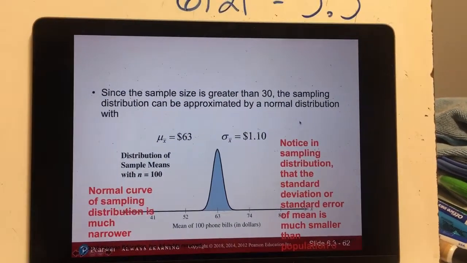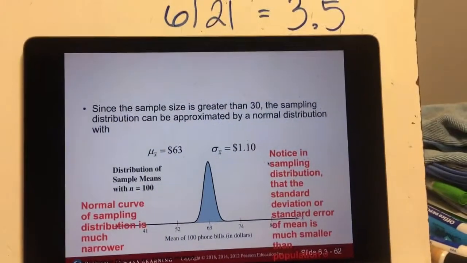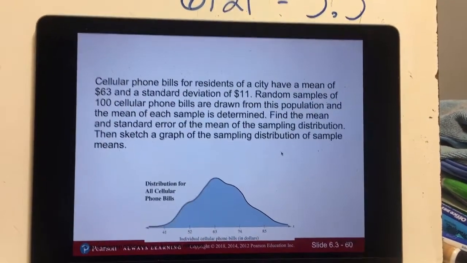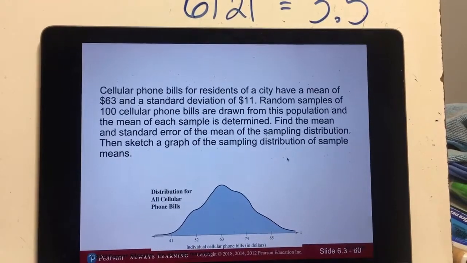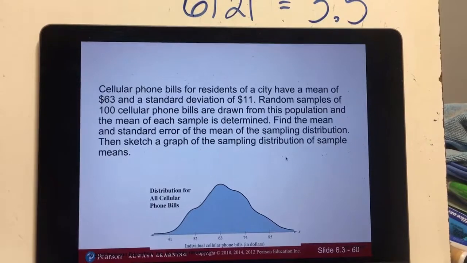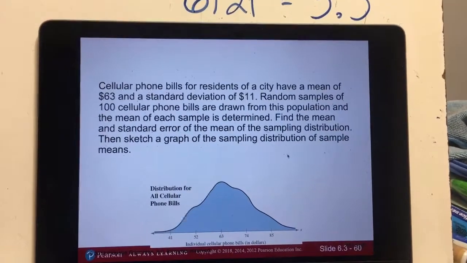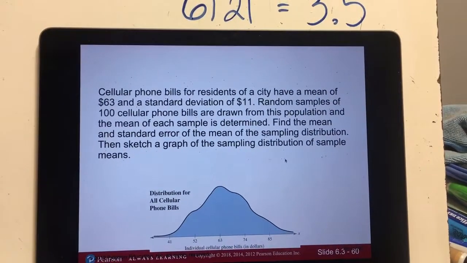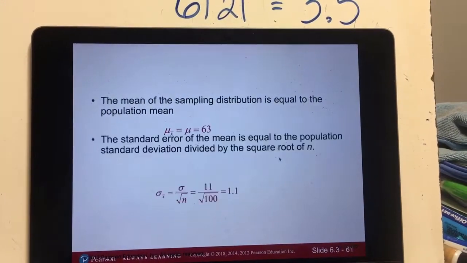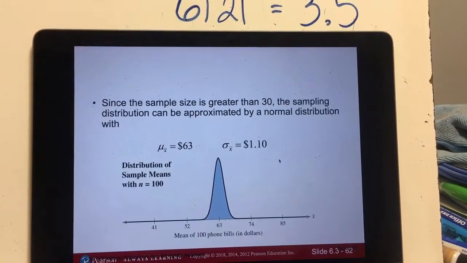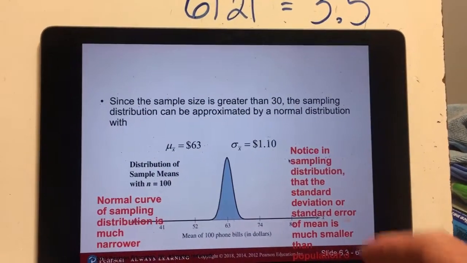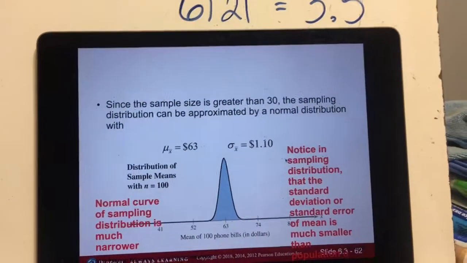Here we started with something that looked kind of like this. Remember, that was our original distribution. It's normal-ish, just because it's a large bunch of data, but not very pretty. Look how spread out it is, with a standard deviation of $11. But when we get the sampling distribution, it's much narrower and steeper.